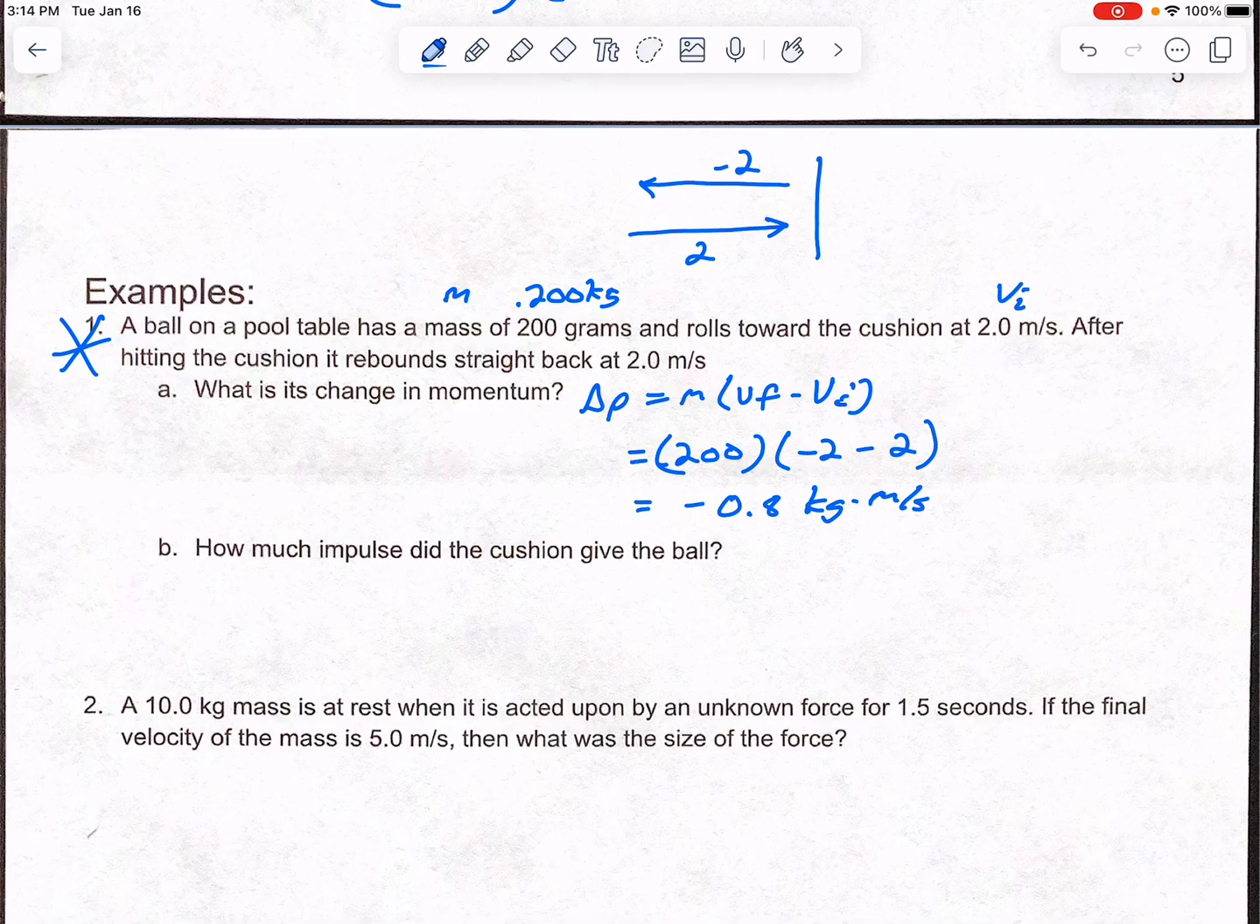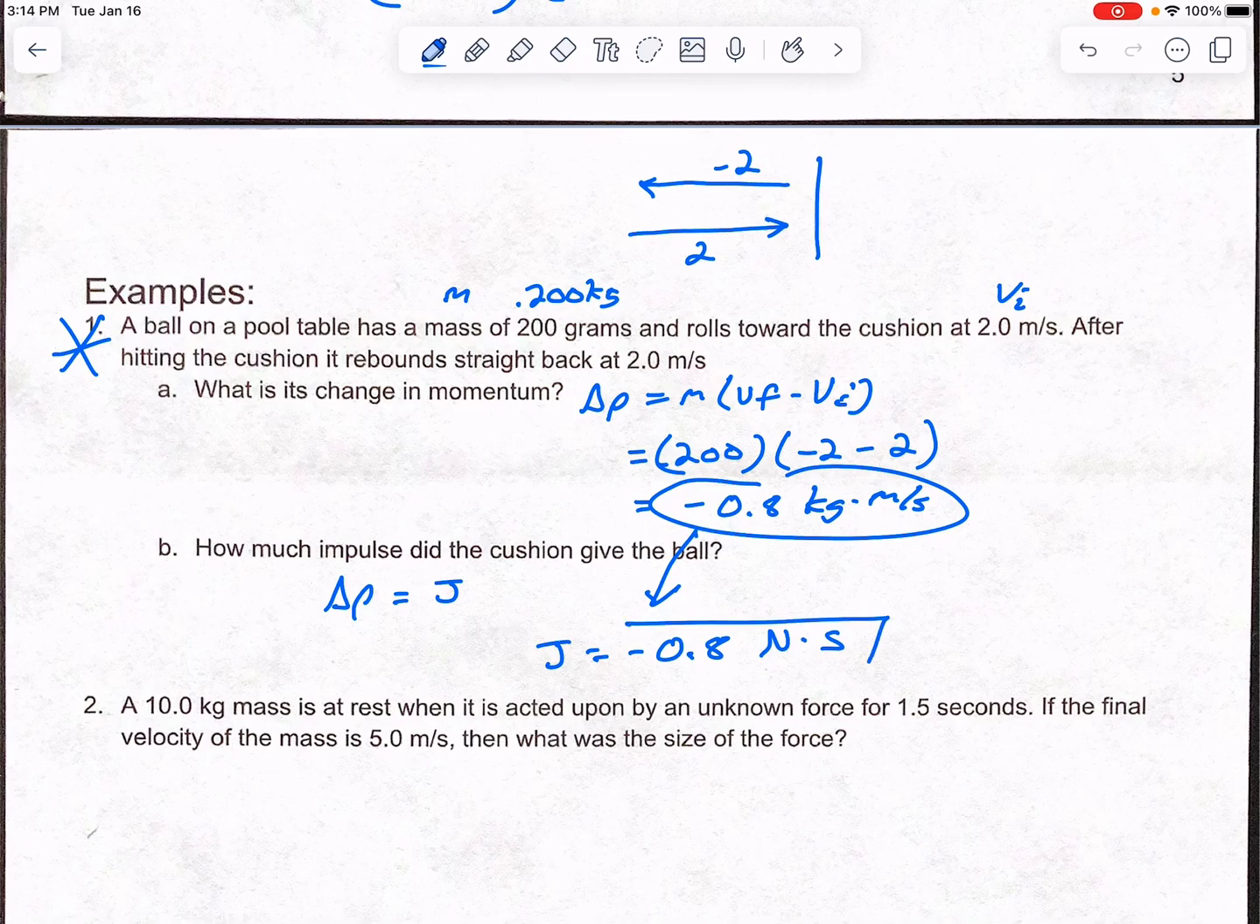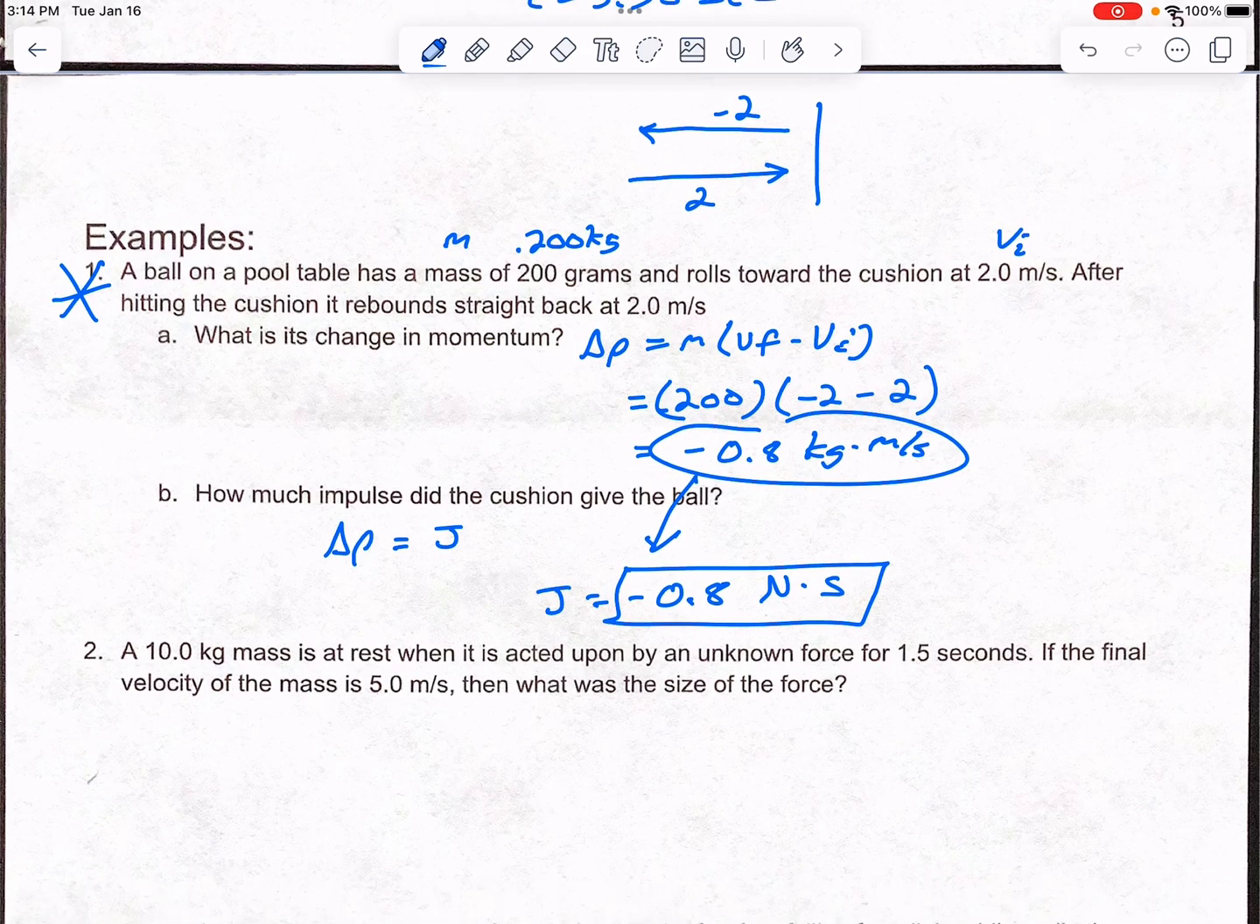Now, B, it says how much impulse did the cushion give the ball? Remember, we talked about this: momentum equals impulse. So if you know momentum, you don't have to do more work. All you've got to do is take this answer right here and bring it down here. So J equals -0.8. And since we're talking about impulse, it's technically newtons times seconds. Okay, so that was your answer there.